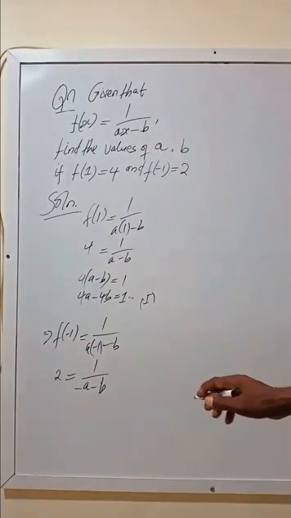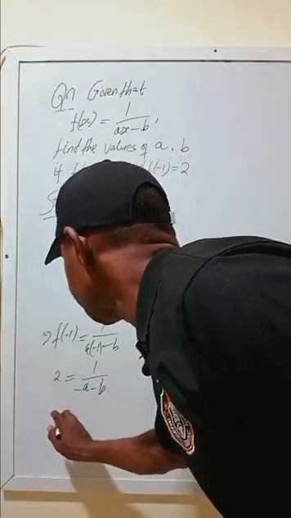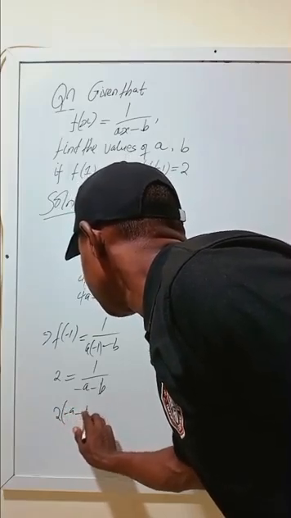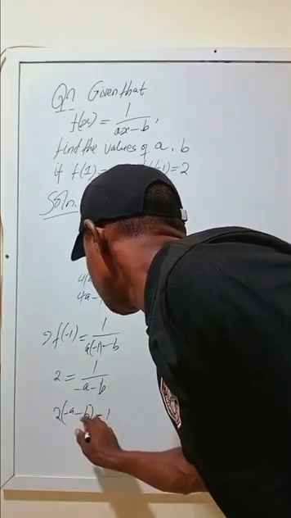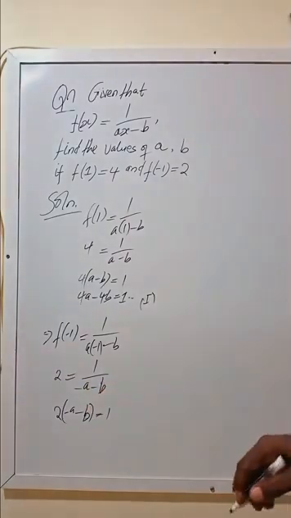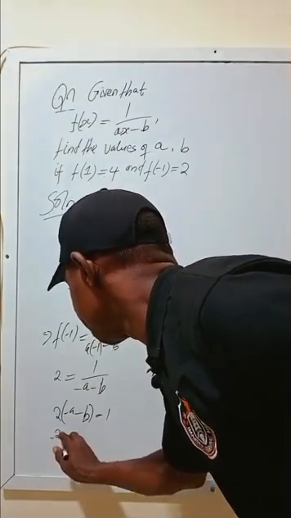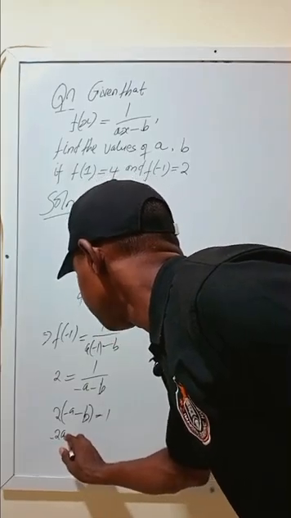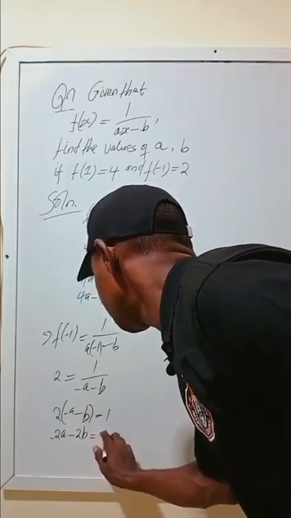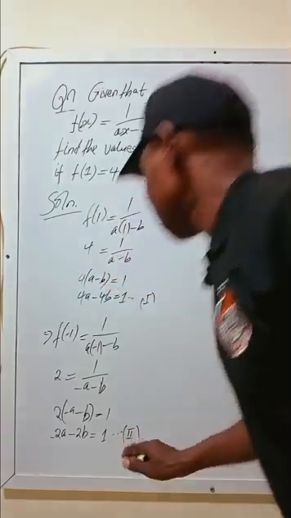Let's multiply the denominator by this number here. So we shall have 2 times negative a minus b equal to 1. Multiplying through, this gives us negative 2a minus 2b equal to 1. This is the second equation.